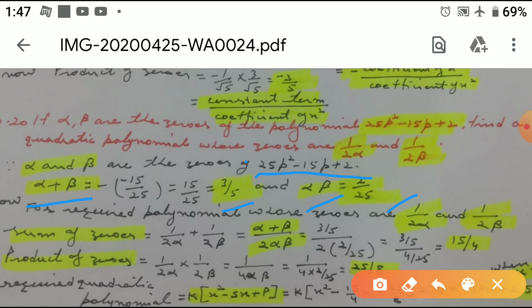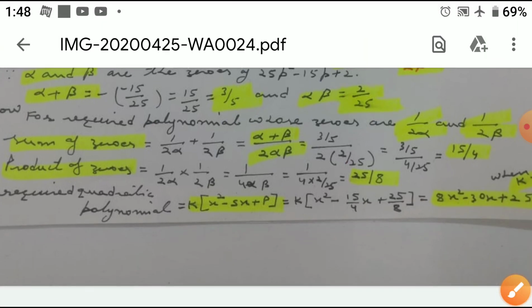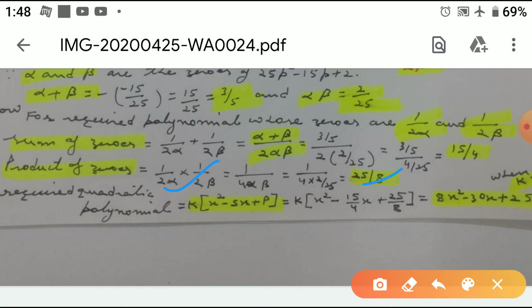Now for the required polynomial whose zeros are 1 upon 2 alpha and 1 upon 2 beta, the sum of zeros we require is 1 upon 2 alpha plus 1 upon 2 beta. Take the LCM. So we have alpha plus beta upon 2 alpha beta. Put the value of alpha plus beta and the value of alpha beta also, we get the required result as 15 by 4. And product of zeros also, that is 25 by 8.